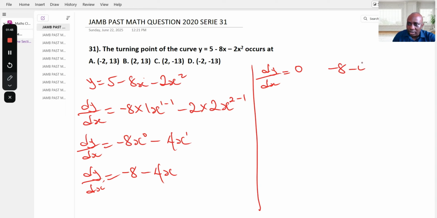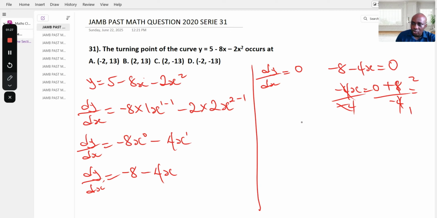Now, let's write our question out. Minus 8 minus 4x equals 0. Let's collect like terms. Minus 4x equals 0 plus 8. By the time minus 8 jumps, it will change to plus 8. Therefore, divide both sides by minus 4. 4 here 1, 4 here 2. We are going to have minus 2. x is equal to minus 2.